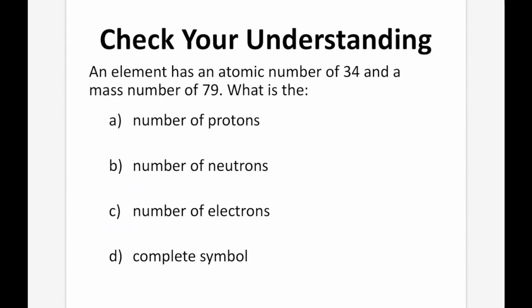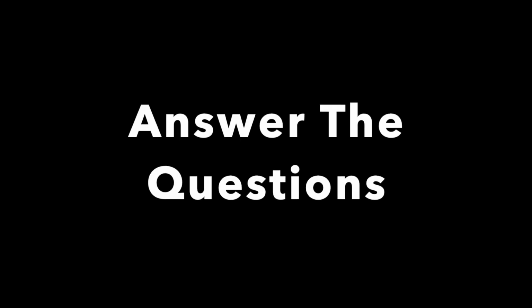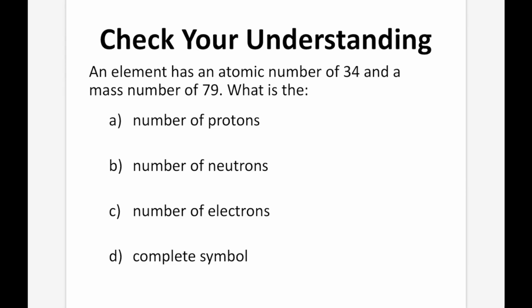Now these are a little bit harder. An element has an atomic number of 34 and an atomic mass of 79. What is the number of protons, neutrons, electrons, and then the complete symbol? So pause the video and answer these 4 questions. Now the number of protons is going to equal the atomic number, which is going to equal 34. The number of neutrons is going to equal the mass minus the number of protons, which is going to equal 79 minus 34, which is equal to 45. The number of electrons is going to equal the number of protons, which is going to be 34.